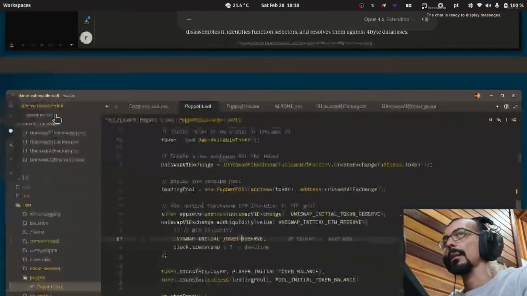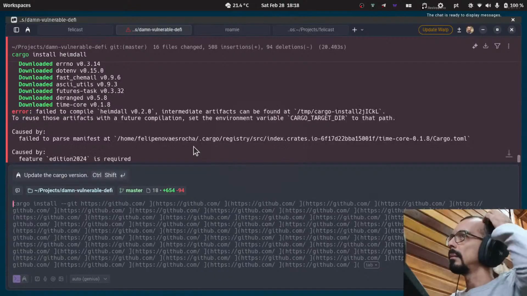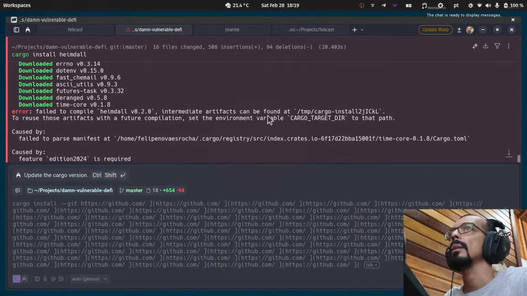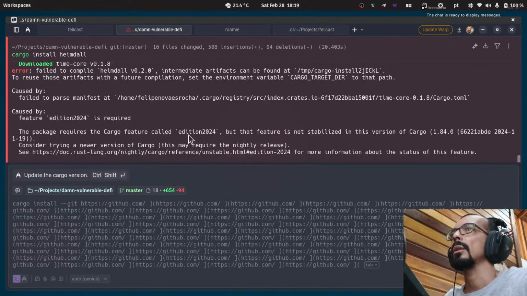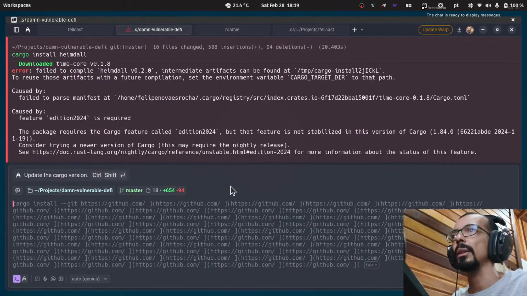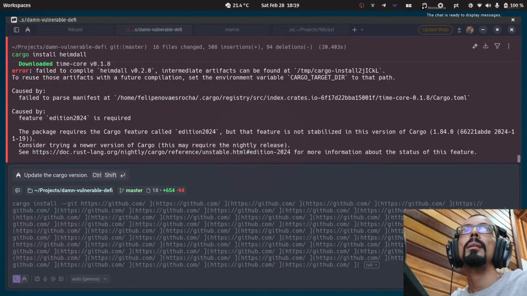Yeah, let's go to the terminal. So the file to compile the contracts can find to reuse caused by parsing crates time core. Feature caused by is required 2024. Cargo edition 2024, but it's not aligned with the cargo version, so we need to upgrade. So consider trying a new version of cargo. Yeah, my cargo should be very, very old. And we are in 2026.